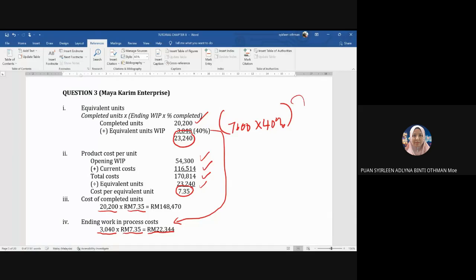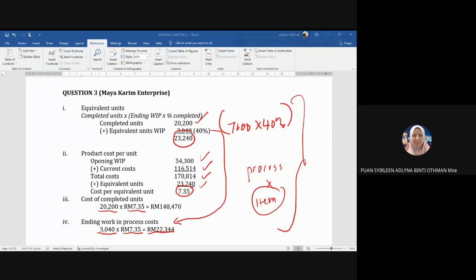Okay. In this situation, dia just bagi based on process. Okay, dia tak bagi based on items. So bila dia tak bagi dalam based on items, it's actually easier lah sebab you don't need to separate direct materials calculation dengan conversion cost punya calculation. Okay, so this is for question 3. Okay, ada apa-apa nak tanya? Tak ada? Tak ada okay, alright.